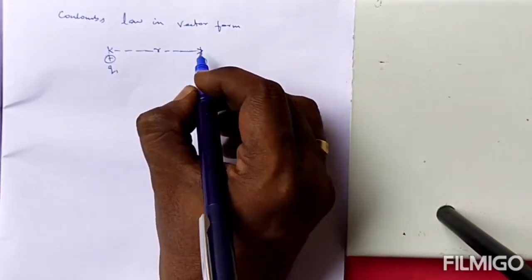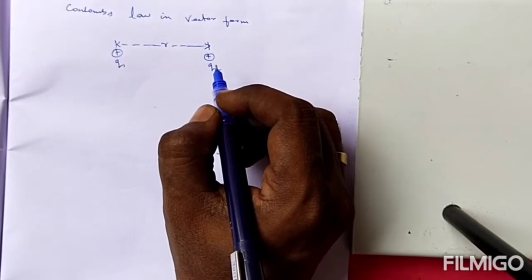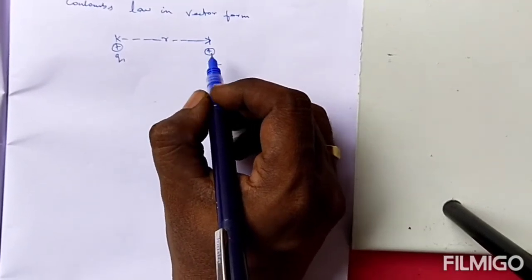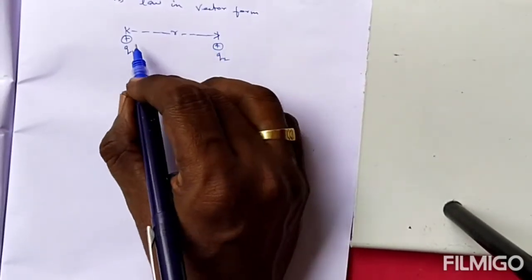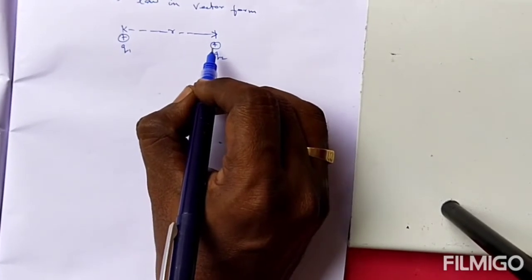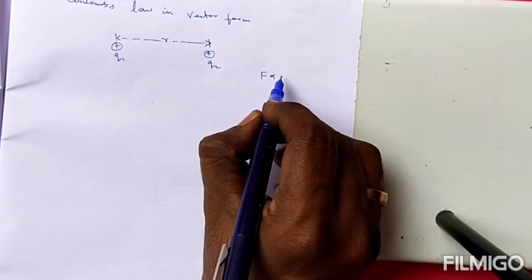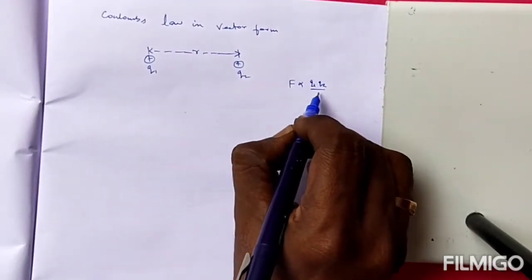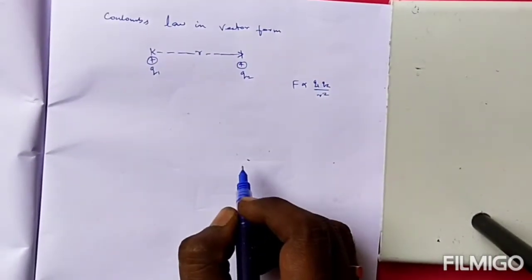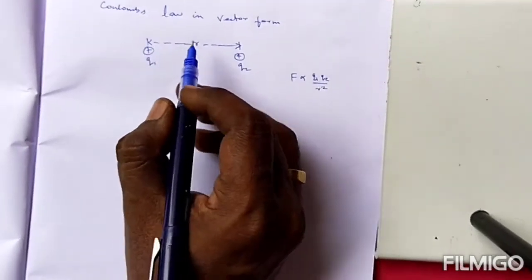According to Coulomb's law, the electrostatic force of attraction between the two charges is directly proportional to the product of the magnitude of the charges and inversely proportional to the square of the distance between them. That is Coulomb's law. Now let us see the vector form.